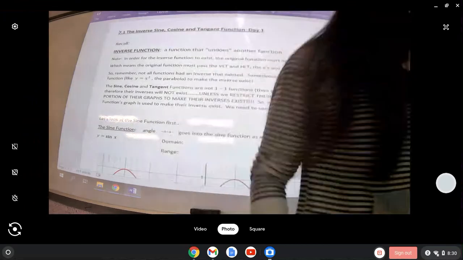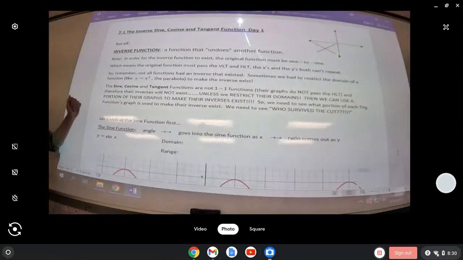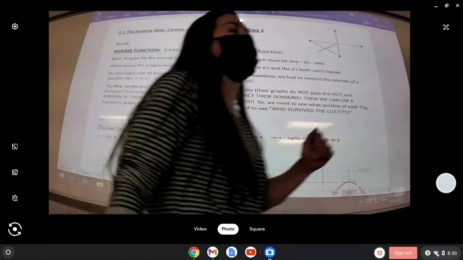Chapter 7. We are starting. Where did I put my marker? Inverse functions. So we have the inverse sine, the inverse cosine, and the inverse tangent functions.